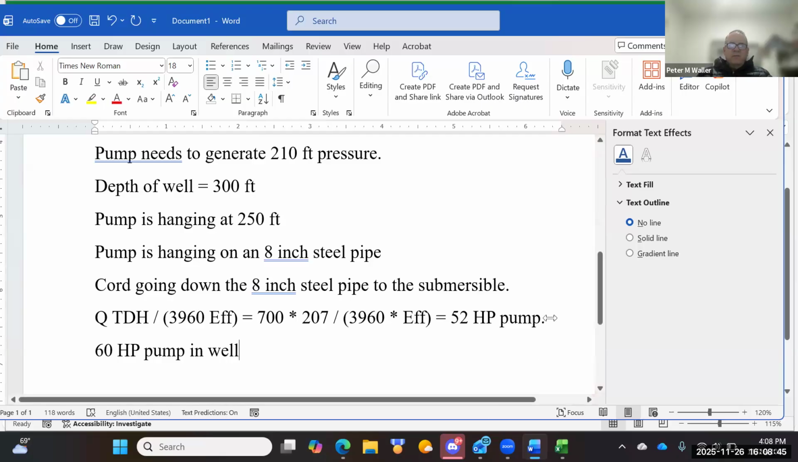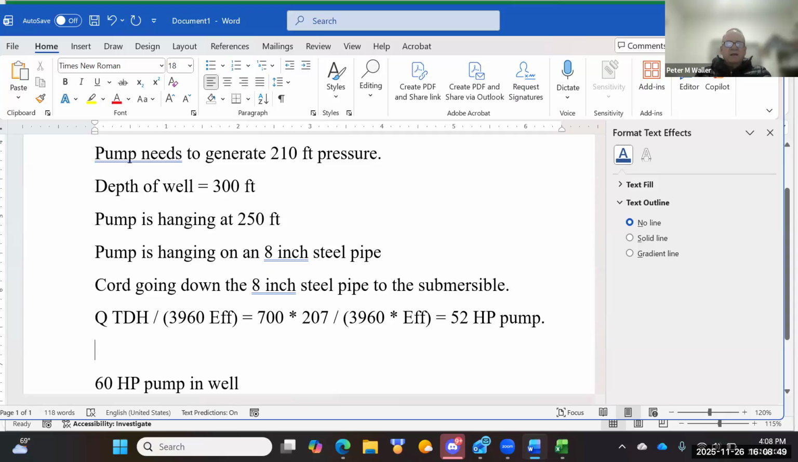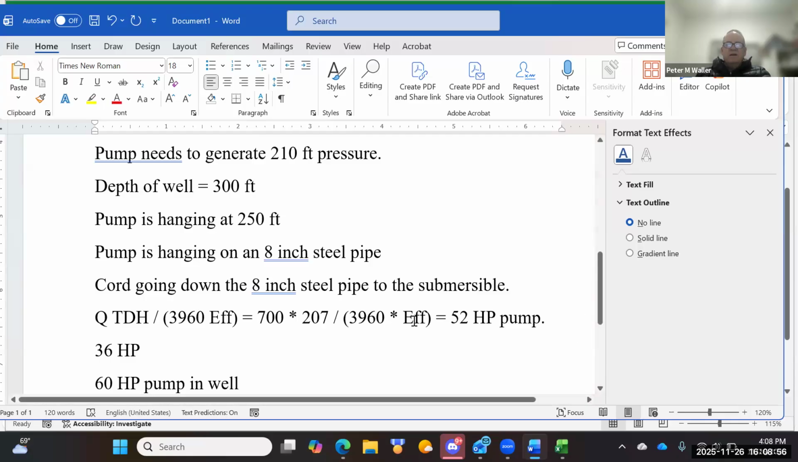And AI points out that this is actually 36 horsepower of water horsepower. So neglecting the efficiency, we're actually only producing 36 horsepower of water horsepower. So that would be minus this efficiency calculation.